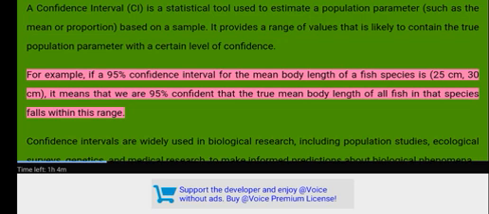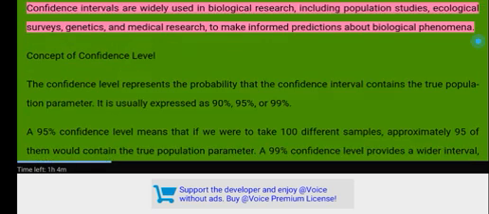For example, if a 95% confidence interval for the mean body length of a fish species is 25 centimeters to 30 centimeters, it means that we are 95% confident that the true mean body length of all fish in that species falls within this range.